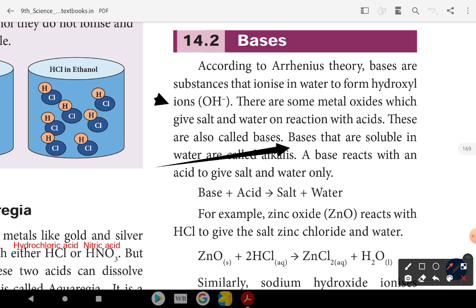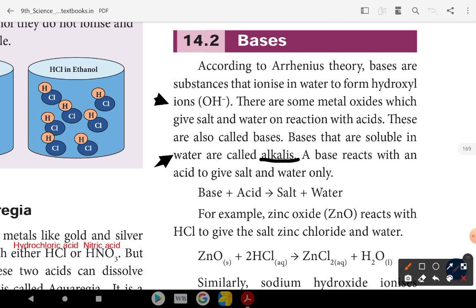Okay, next let's go on to this. Next point, children: the bases that are soluble in water. நீர்ல கரையும். It will dissolve in water. Bases that are soluble in water are called alkalis. What are they called, children? They are called alkalis.